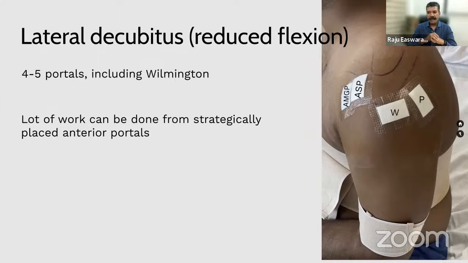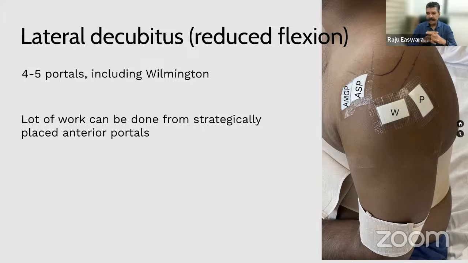But if you are doing it in the lateral position, it is important to reduce the amount of forward flexion, because forward flexion will translate the humerus posteriorly and decrease the amount of space that you have to work. You generally need to make 4 to 5 portals. In this instance, 4 portals have been made.